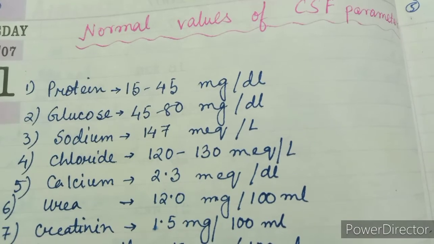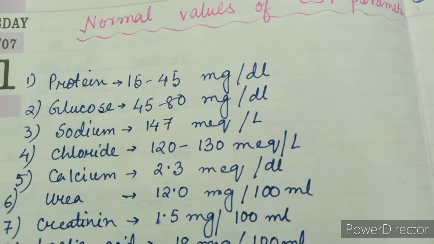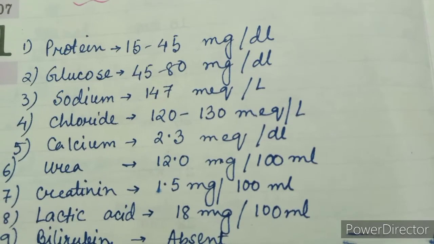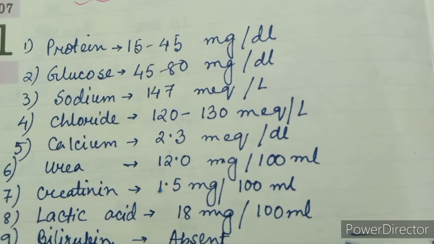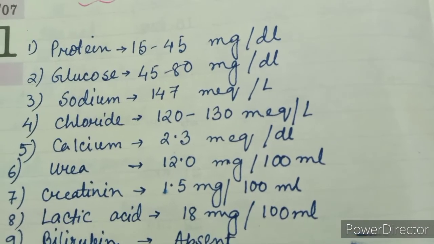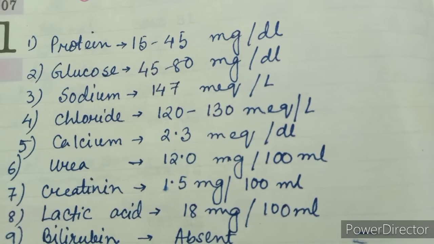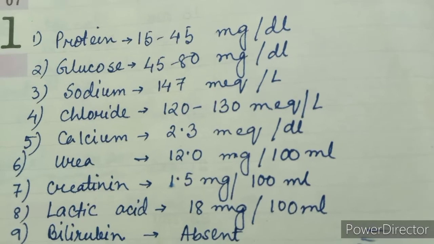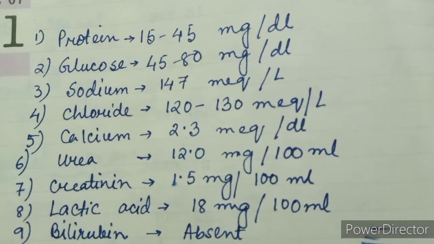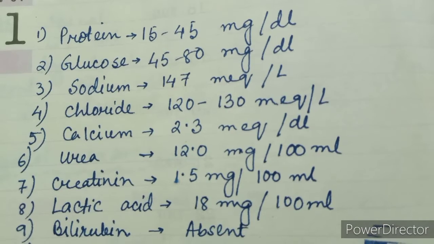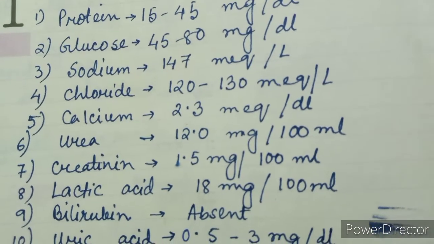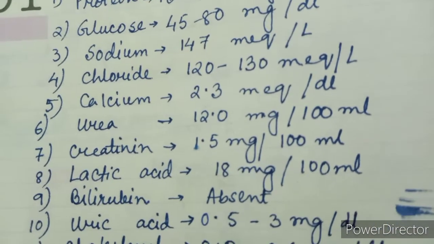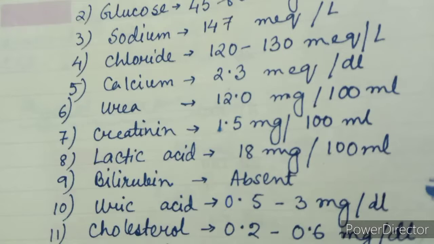The first one is protein, 15 to 45 milligram per deciliter. Second is glucose, 45 to 80 milligram per deciliter. Sodium, 147 milliequivalent per liter. Chloride, 120 to 130 milliequivalent per liter. Calcium, 2.3 milliequivalent per deciliter. Urea, 12 mg per 100 ml. Creatinine, 1.5 mg per 100 ml. Lactic acid, 18 milligram per 100 ml. Bilirubin absent.